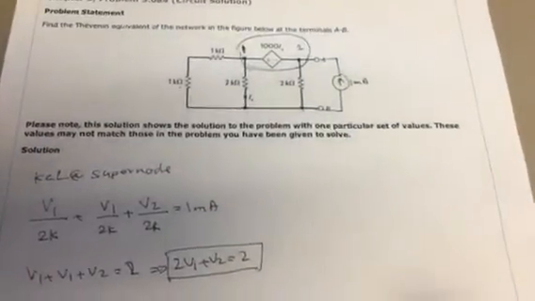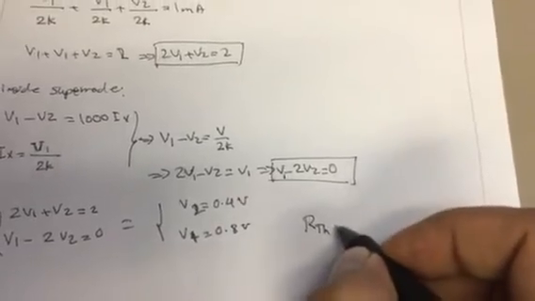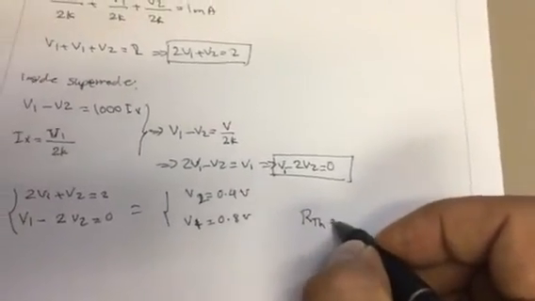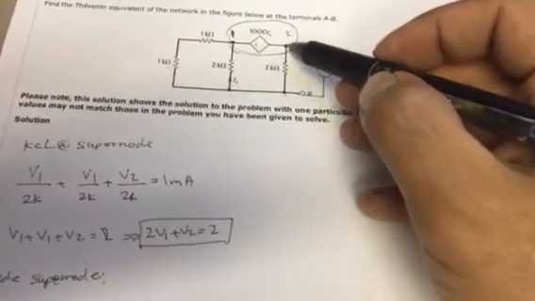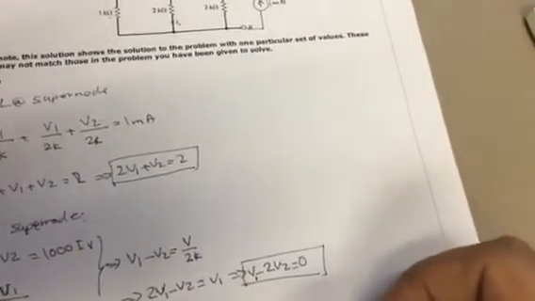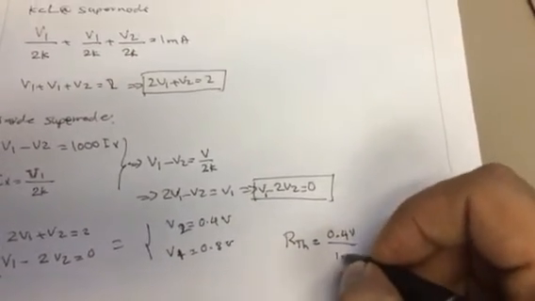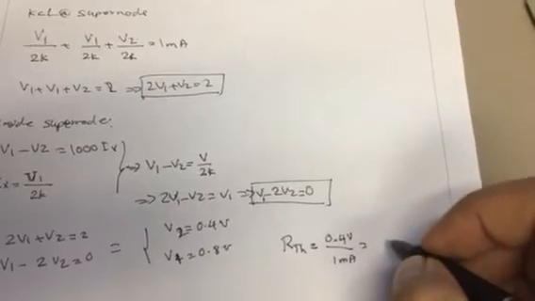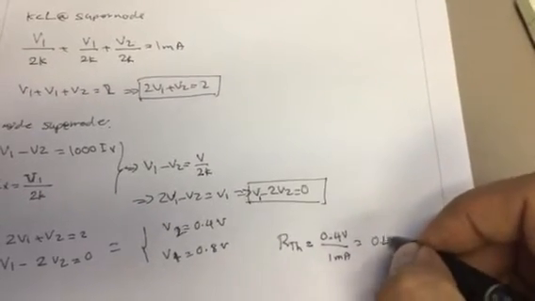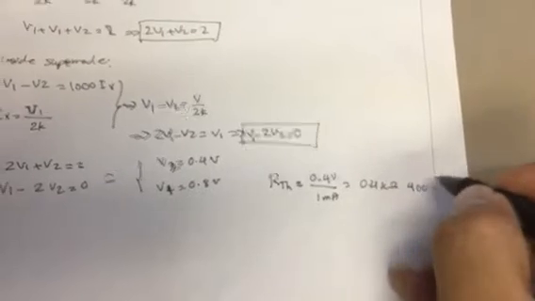So R Thevenin in this case is going to be whatever my voltage is over here, over the current that is flowing through it. So it is 0.4 volts over 1 milliampere. So this is like 0.4 kilo ohm, or I can say 400 ohm.